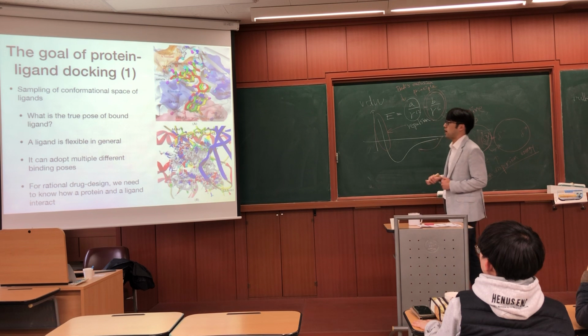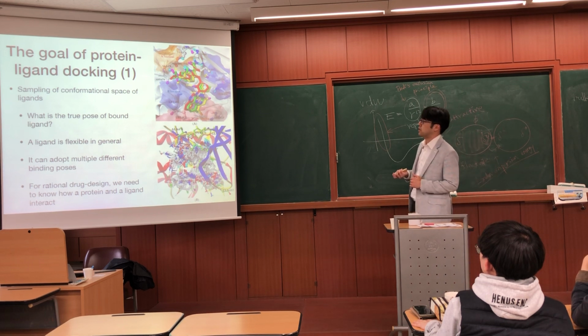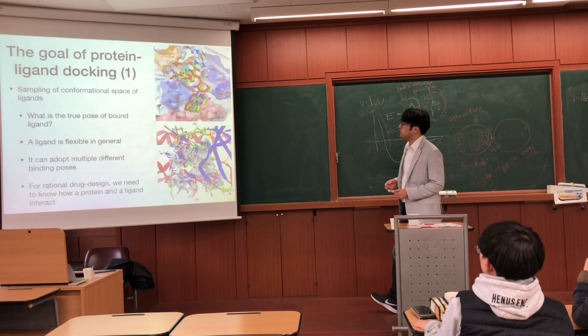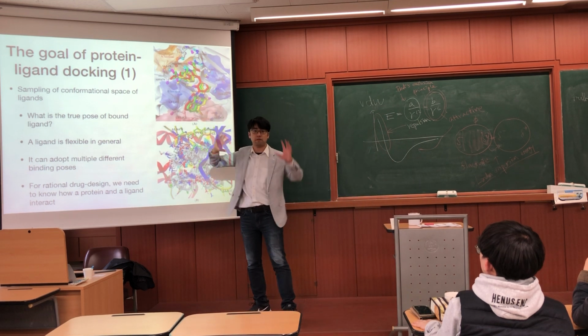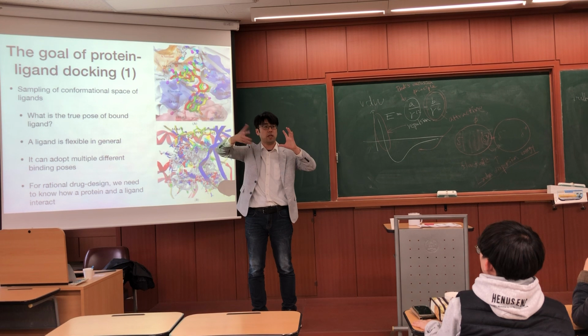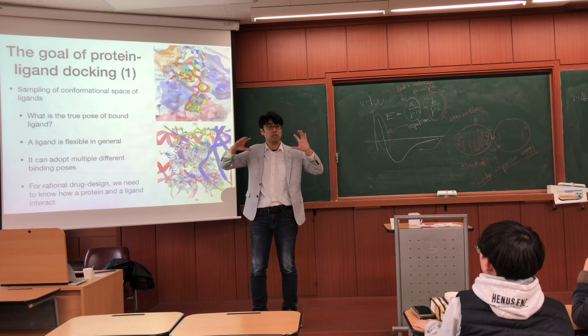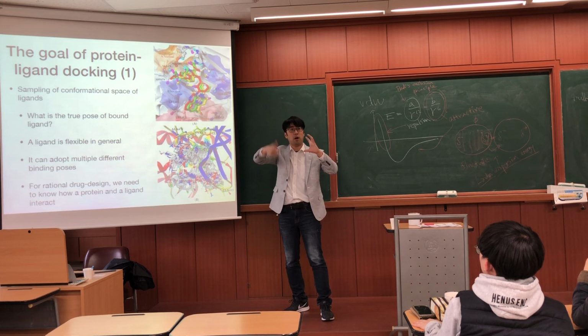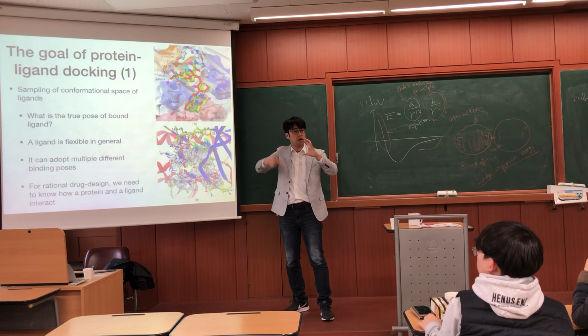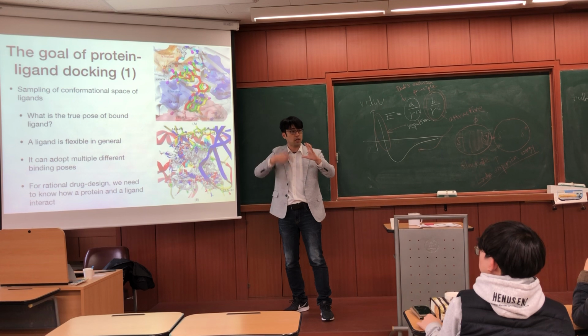And why is it difficult? The reason for the difficulty is that, as we all know, chemicals are generally flexible. Chemicals can rotate and have rotatable bonds. A rotatable bond means that the bond can rotate. But some bonds are rotatable, and some bonds are not rotatable.